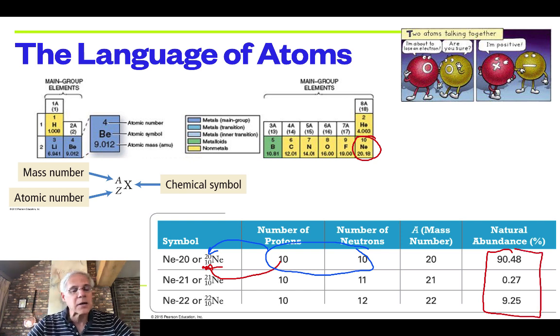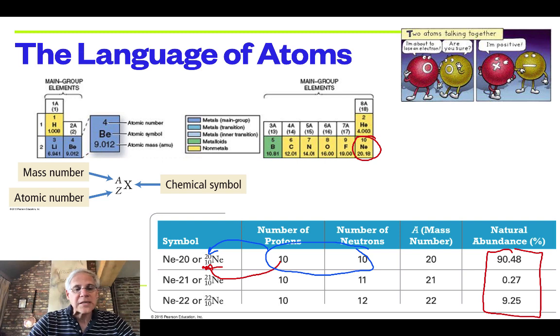A lot of different elements have different isotopes, and what they have is a different natural abundance percentage that they occur in. Notice that most of your neon is neon 20, just a tiny bit is neon 21, and then not quite 10% is neon 22.